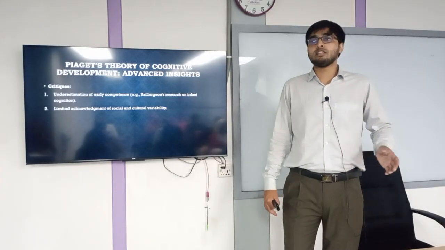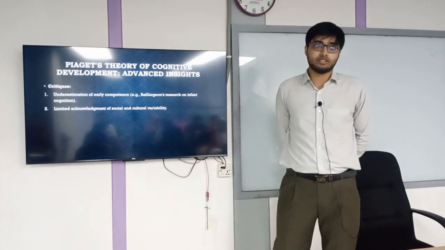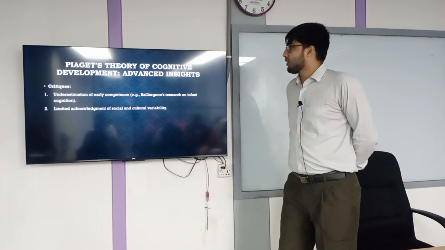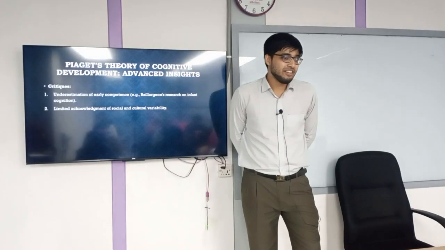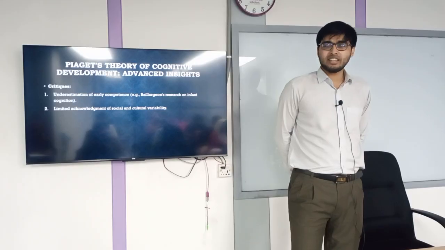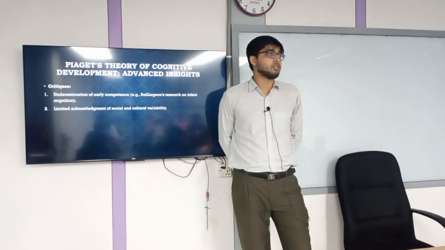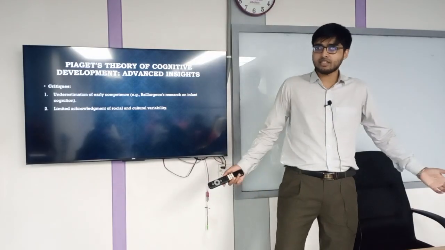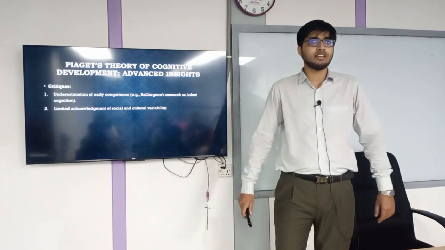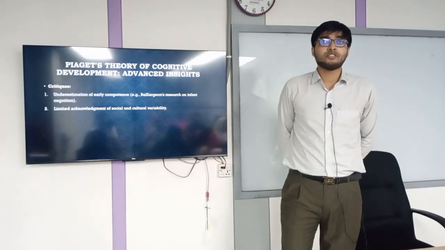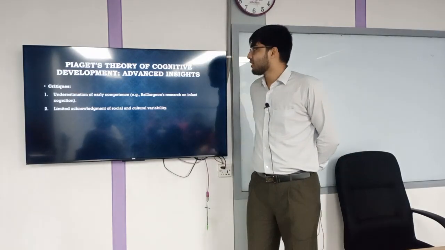There is nothing in this world which is above criticism. Now, critique number 1, underestimation of early competence. It's not inevitable that you cannot understand abstract things if you are reading in class 3. No, I can understand. Nowadays, a good amount of learners understand these things: abstract reasoning, the life after death, these kinds of things. So the theory underestimates the early competence.